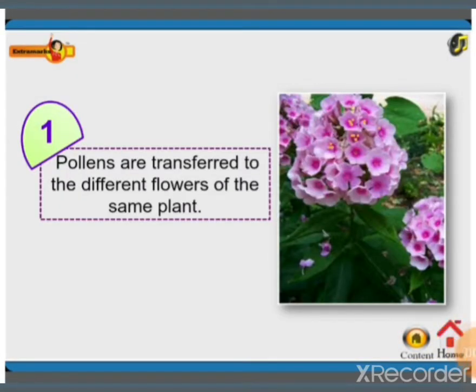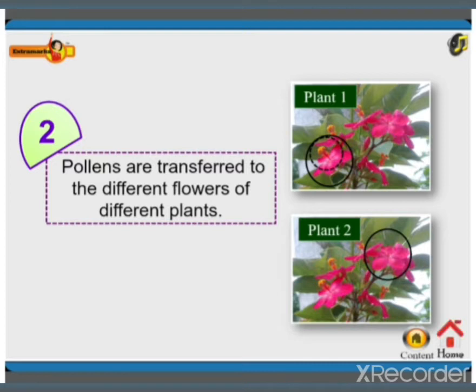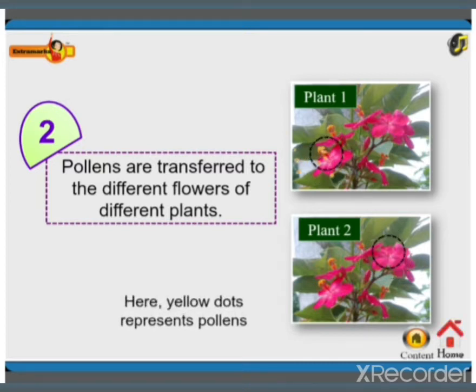First possibility can be that the pollens are transferred to the different flowers of the same plant. Second possibility is that the pollens are transferred to the different flowers of different plants. Now let us explore more about the process of pollination in plants with the help of animation.